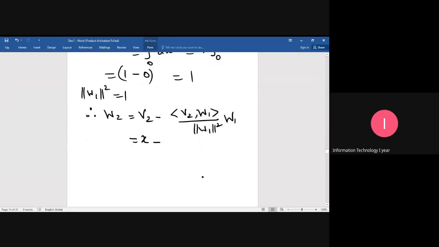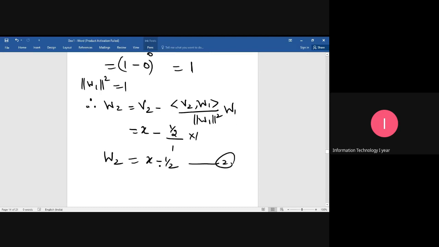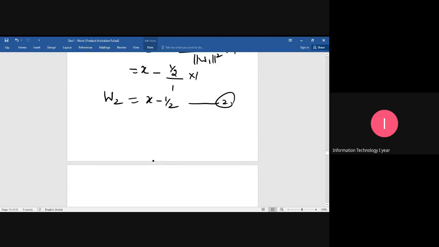So therefore, 1 by 2 divided by norm w1 square, which is 1, and w1 is also 1, into 1 only. So what is that? x minus 1 by 2 divided by 1 into 1. The answer is 1 by 2. So what is w2? Call it equation number 2. The w2 answer we got is x minus 1 by 2.